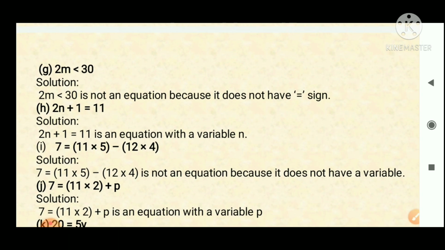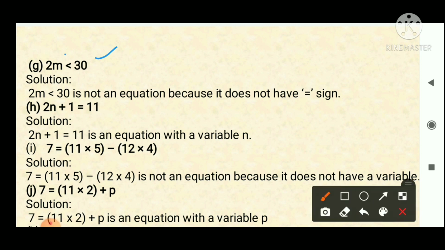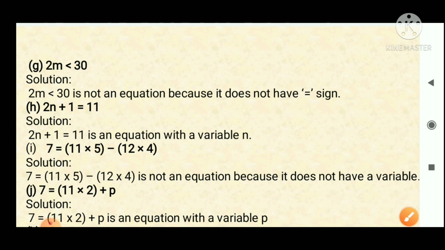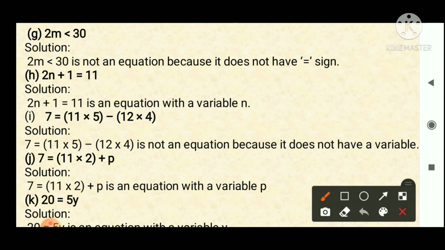Next example, 2m less than 30. Here also the equality sign is not used. So 2m less than 30 is not an equation because it does not have an equal sign. Next, 2n plus 1 is equal to 11. Now in that an equal sign is used and a variable is also used. So 2n plus 1 is equal to 11 is an equation with a variable n.